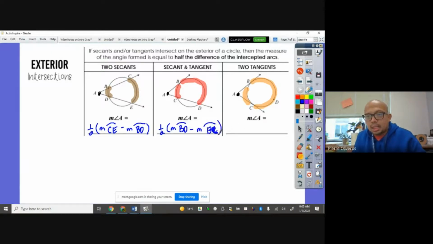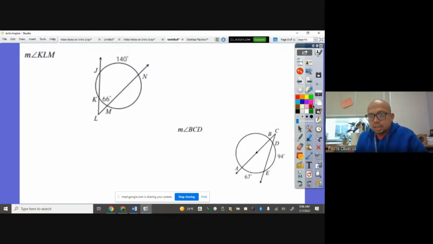And in this case here, it is half of the measurement of arc BDC minus the measurement of arc BC. Okay, that's the formula for this figure. So just subtract the larger by the smaller intercepted arc, then multiply by half. All right, let's do this example here.